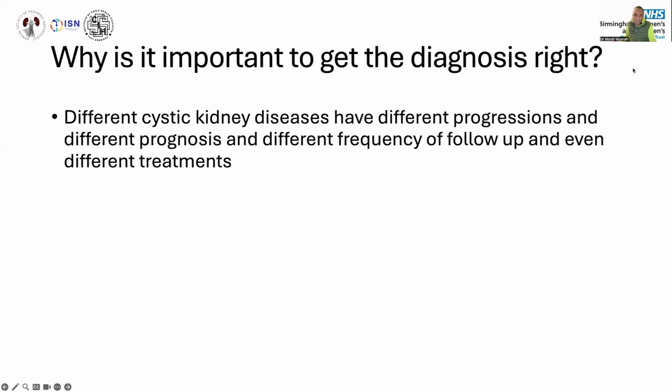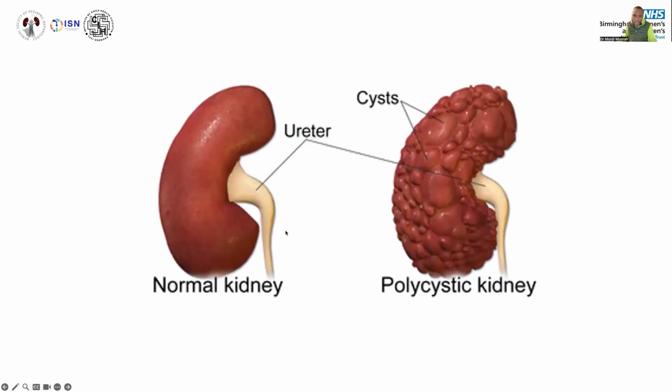So why is it important to get the diagnosis right? There are different types of cystic kidney disease, and they have different progressions and even different prognosis. And the way we follow up the different cases will be different. So it's important to know the people that we need to follow up very closely and those who we can perhaps not follow up quite the same way. And the treatments are also different. So although there are lots of cysts in the kidney, it's still important to be able to understand the diagnosis. And here I've just taken a picture of a normal kidney and a polycystic kidney.